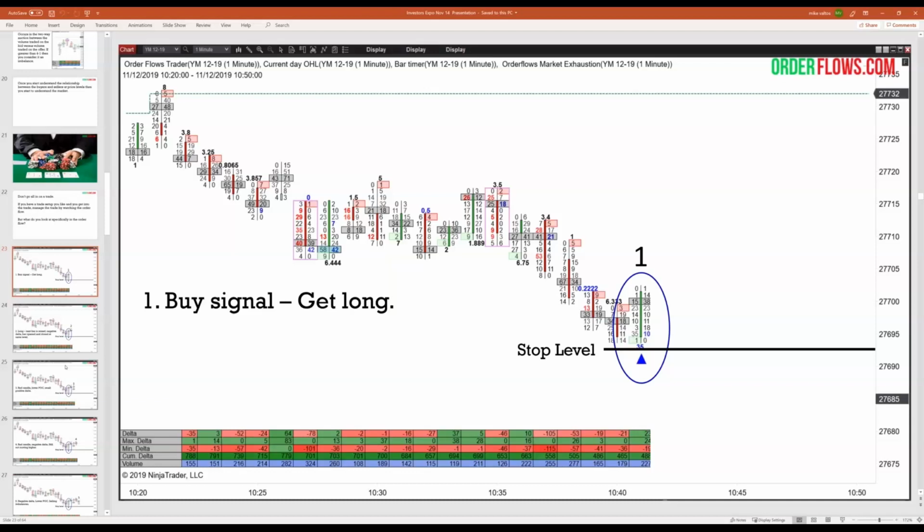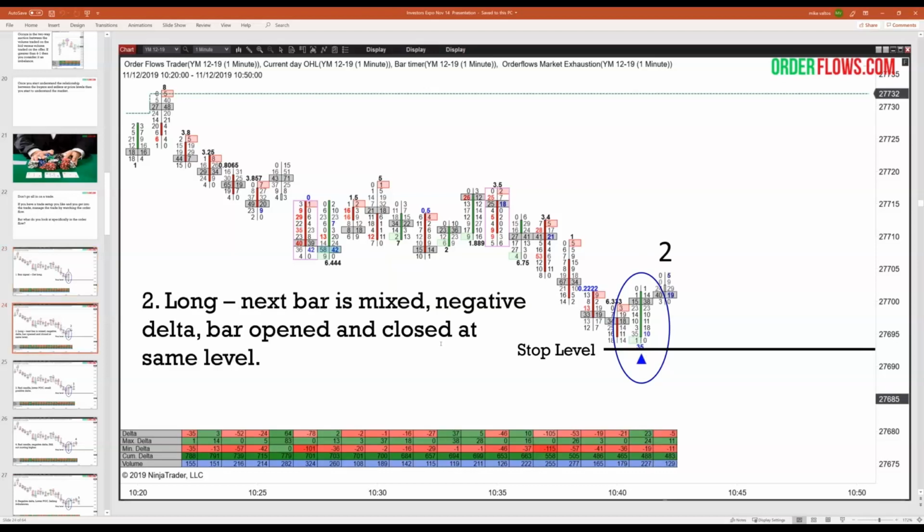Is there complementary order flow? Is there order flow telling you that you got long? Is there buying coming in? You want to see buying. Market's not going to go up just because you bought it, right? You need other people to have a reason to buy also. So this is bar one, ground zero, right? I have my signal, I have my stop level, so I'm ready to get long. I get long, okay?